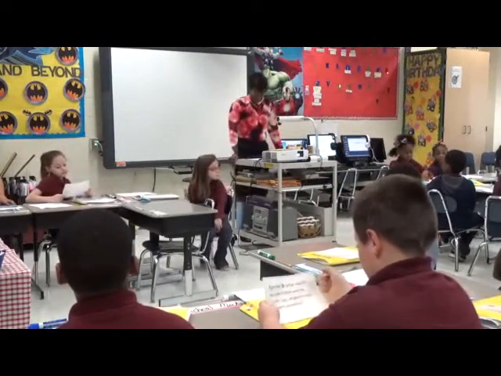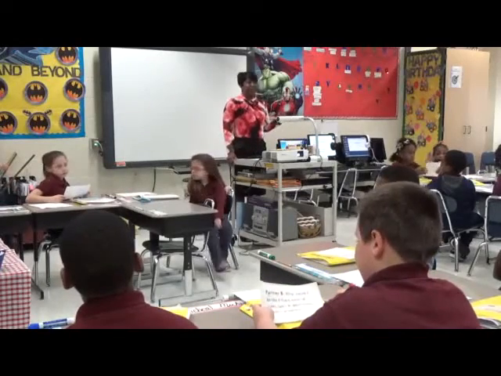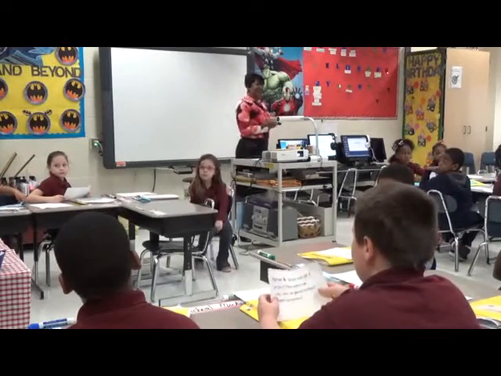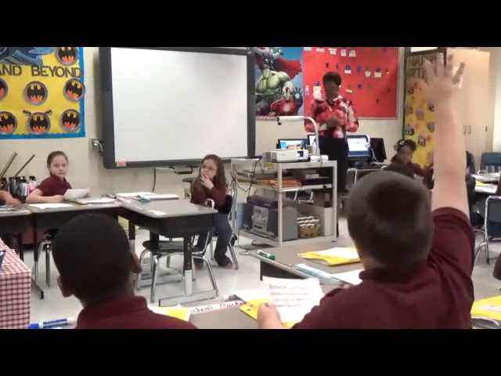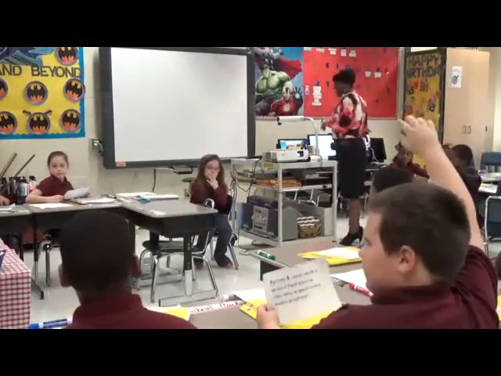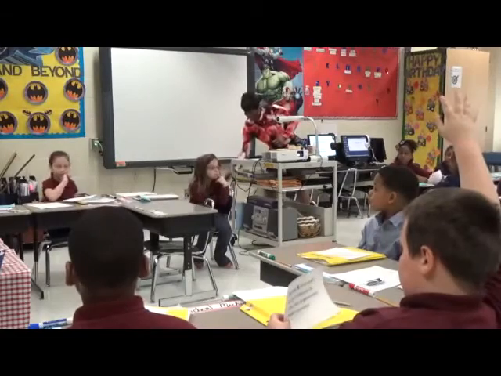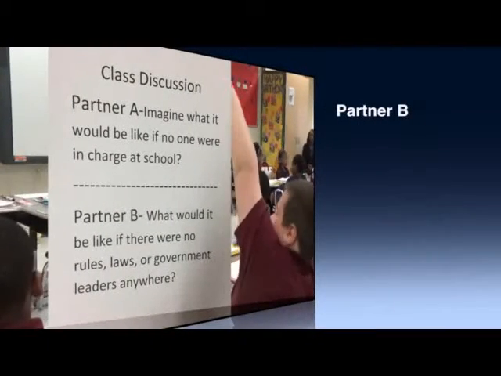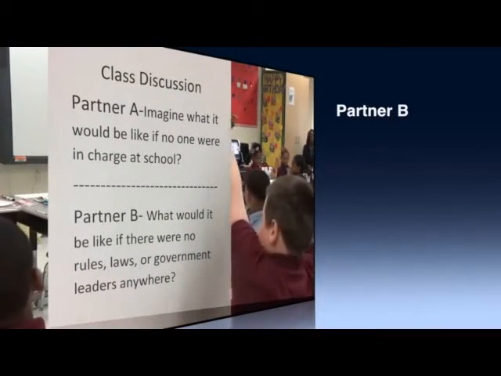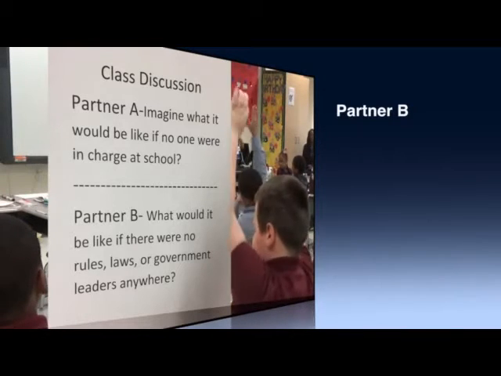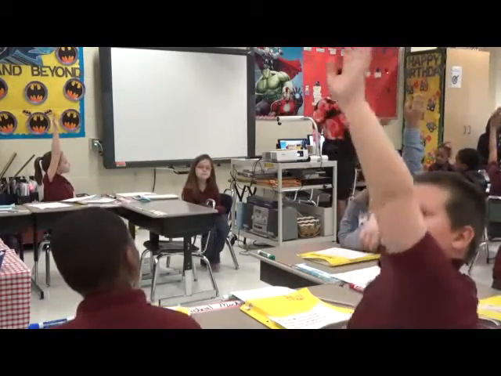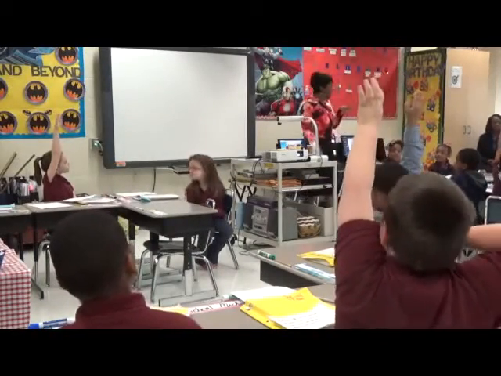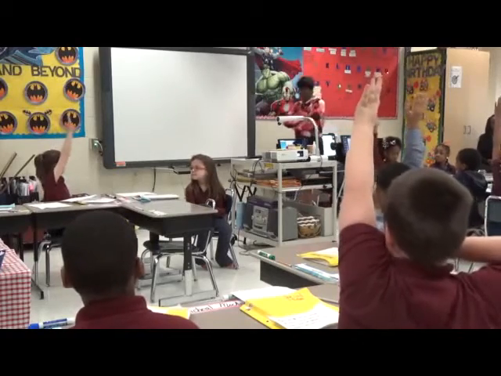Let's go to partner B. With partner B, your question said, what would it be like if there were no rules, no laws, or government leaders anywhere? So let's have a couple of volunteers for B to talk about their answer. So B, anybody with partner B would like to volunteer and talk about what they think it would be like if there were no rules, laws, or government leaders anywhere in this world. What do you think this world would be like?